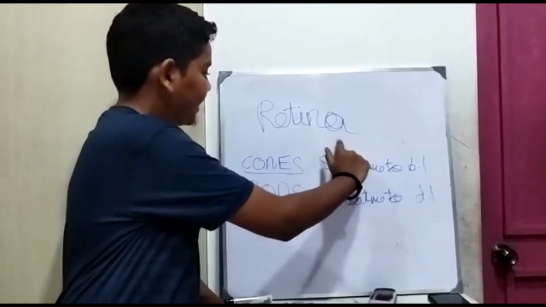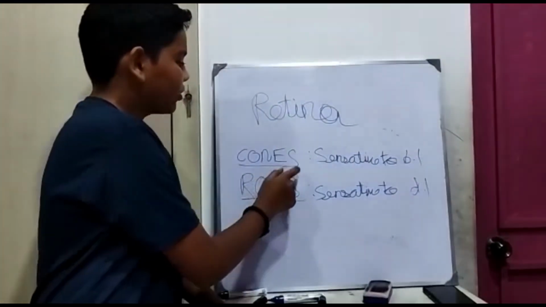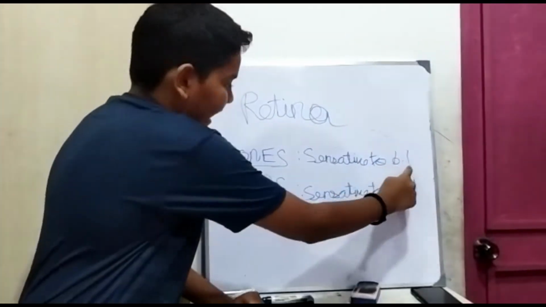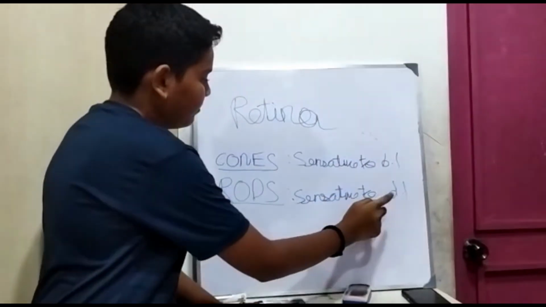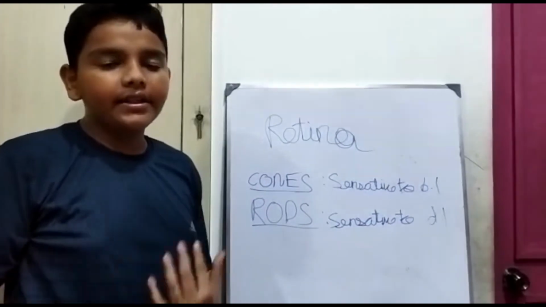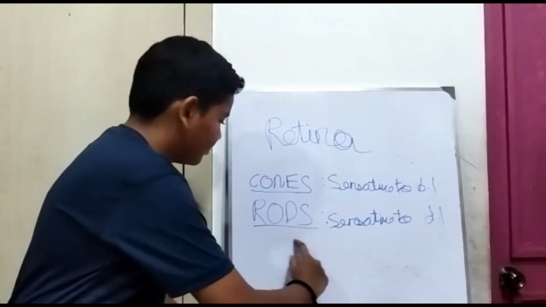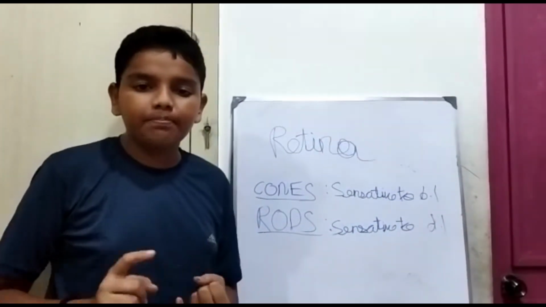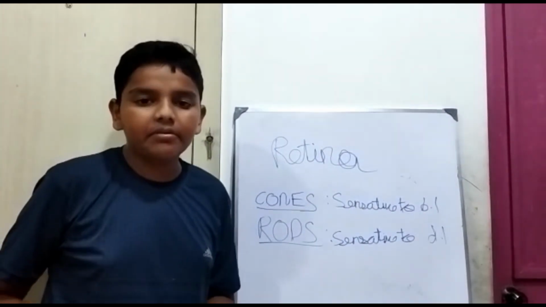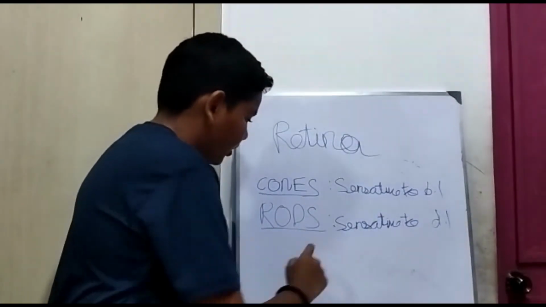Now we are going to see the retina. In the retina, there are two things: the cones and the rods. Cones are sensitive to bright light, and rods are sensitive to dim light. For example, humans, animals, and insects all have cones. Whereas rods are found in night birds such as bats, sometimes even eagles, owls, and many others. So this is in rods.